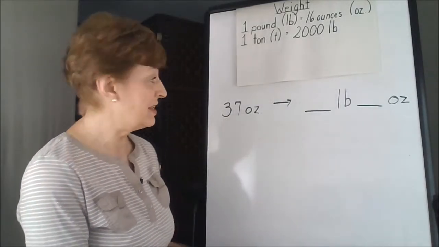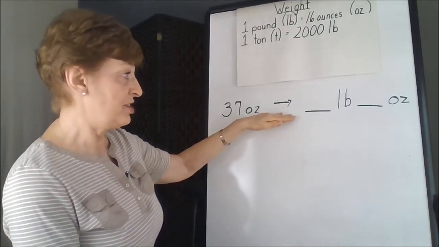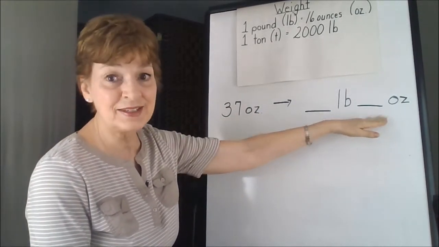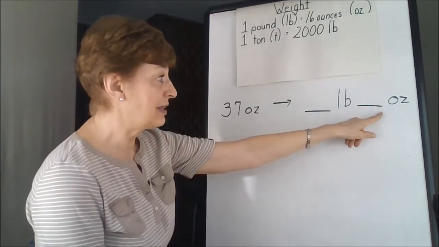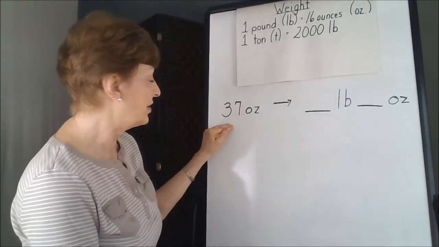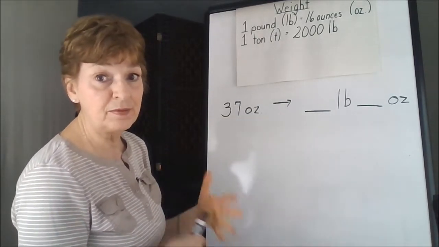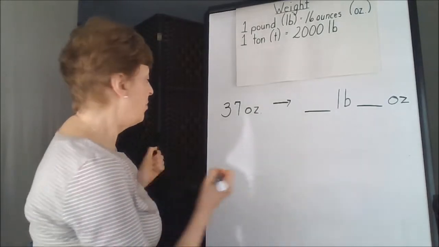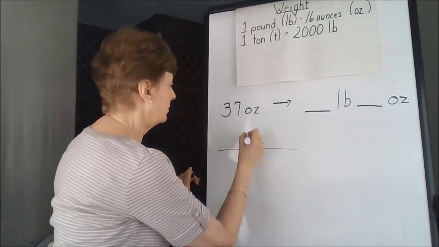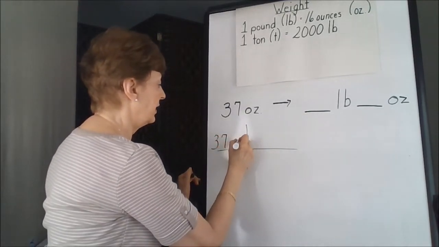I've seen worksheets like this. 37 ounces changes to how many pounds, how many ounces. Okay. We're going to probably have something left over from this calculation to go into this box. But this is our clue that we may just have an overlap. It starts off the same way. 37 ounces goes here in that first position.